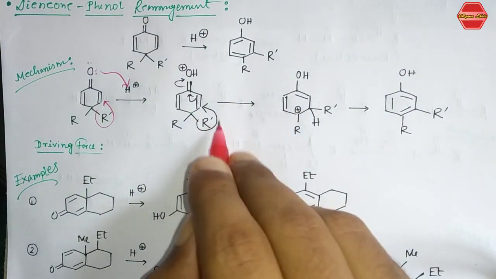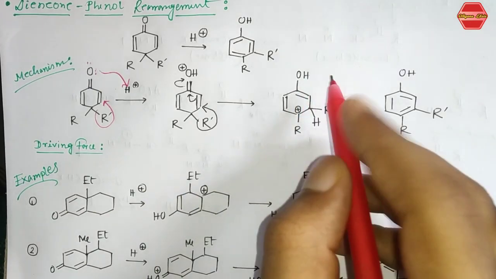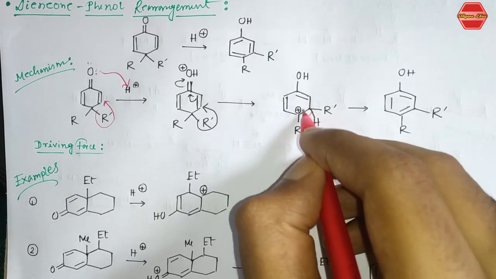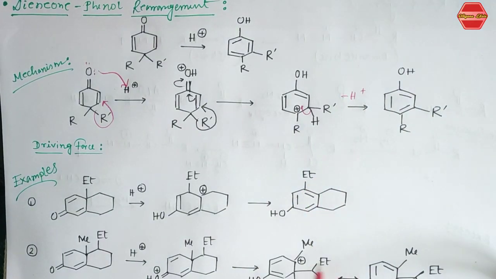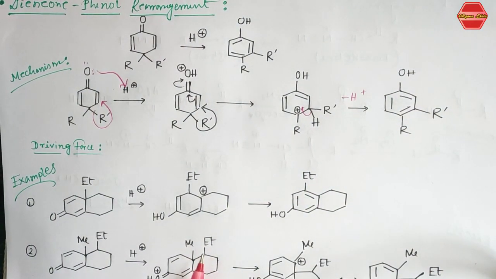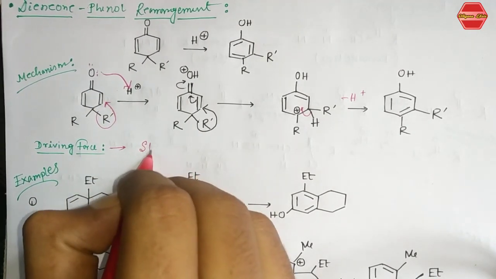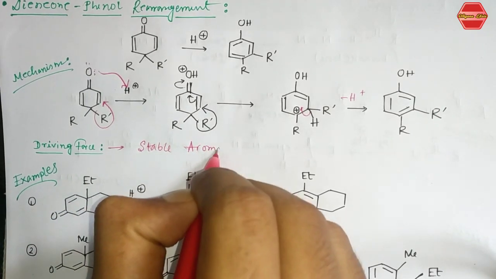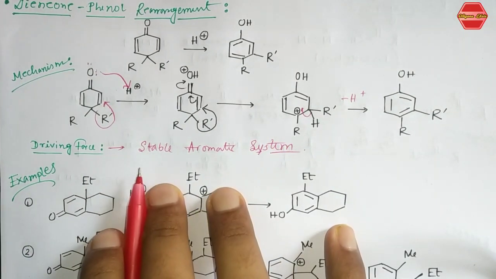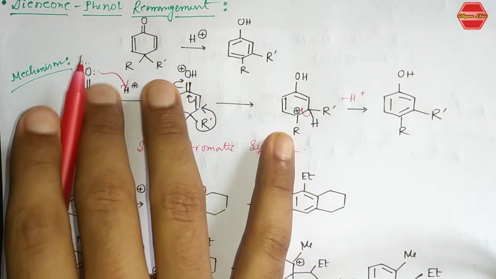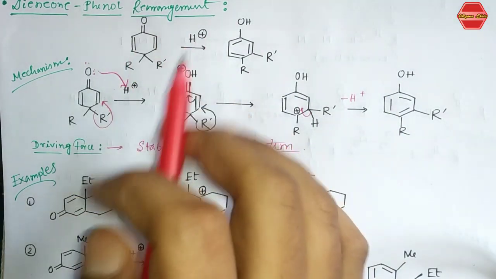And after this migration, here you get this positive charge. So to neutralize this positive charge and to get the aromatized product, this H plus will be removed from the system, and you are getting this kind of phenol derivative. Now see the driving force of this reaction. The driving force of this reaction is basically the stable aromatic system. That is why the dienone to phenol is formed during this rearrangement reaction.